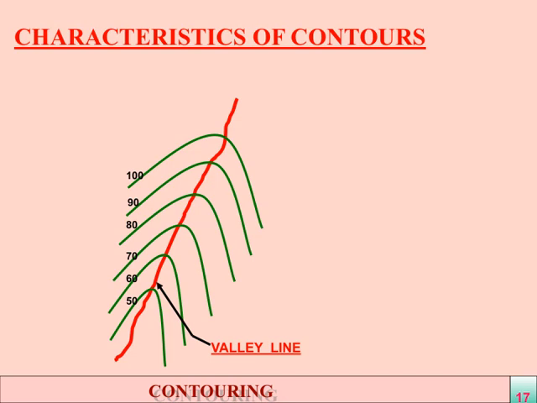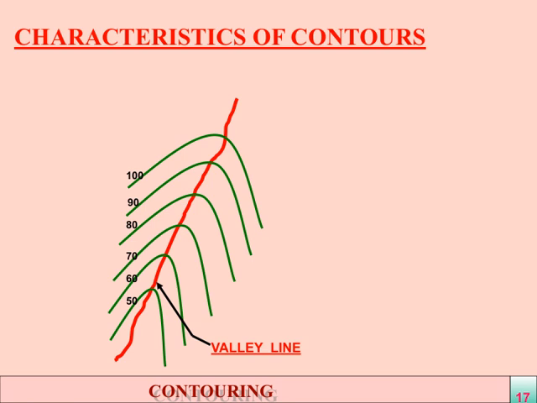Let's take a closer look at the characteristics of contours, starting with the valley line. As you can see, the elevation values range from 100 down to 50. These numbers help us understand the terrain's height at different points. Contouring is the process of drawing lines that connect points of equal elevation, which is fundamental for visualizing the shape of the land.